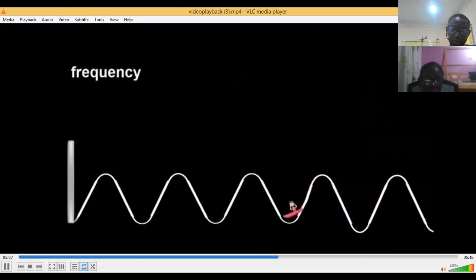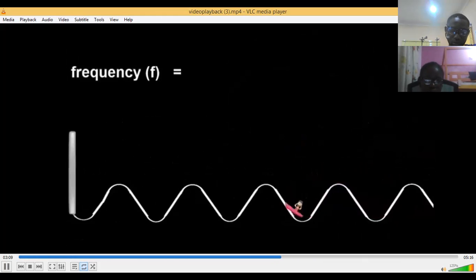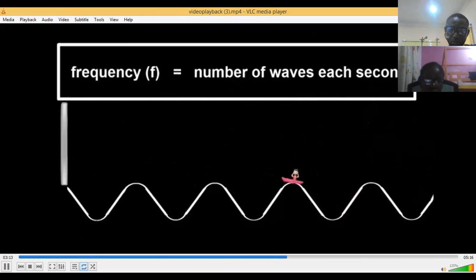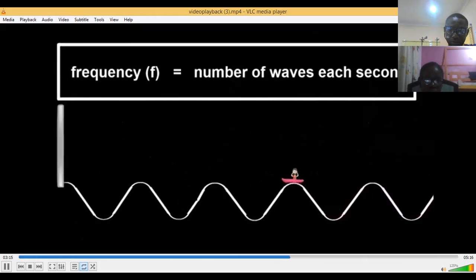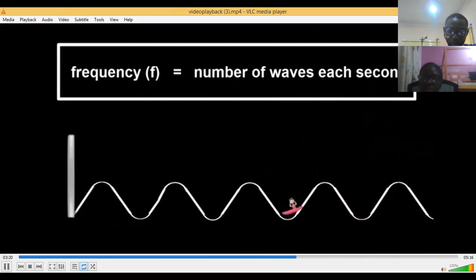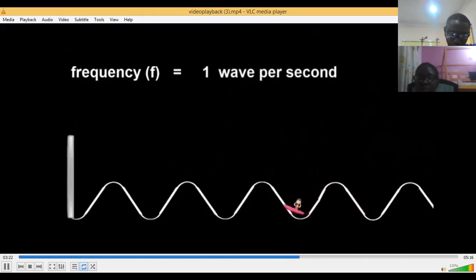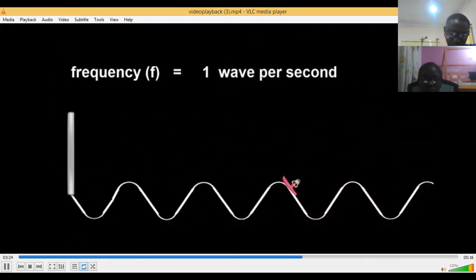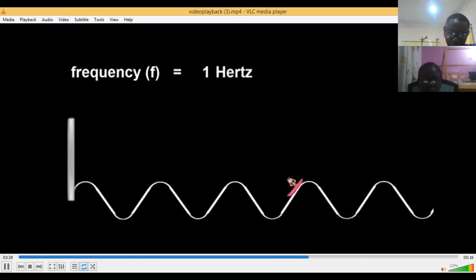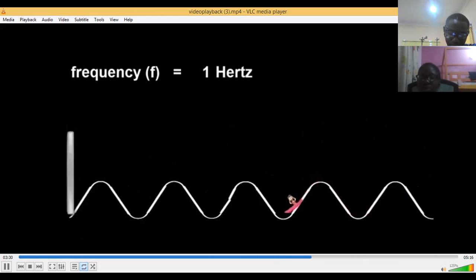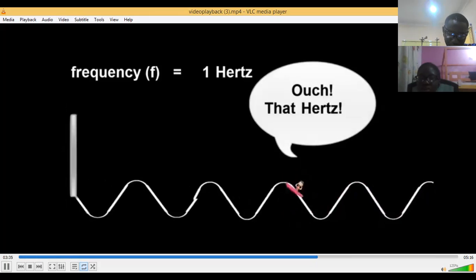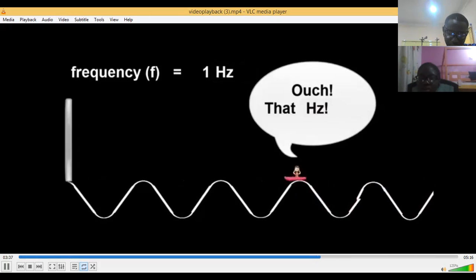The wave's frequency, given the symbol F, is the number of waves being made each second. The frequency is also the number of waves passing by the guy in the boat each second. Here, only one wave is passing per second, so scientists say that its frequency is 1 Hertz. Hertz is the unit of frequency, and it just means waves per second. It's usually shortened to Hz.